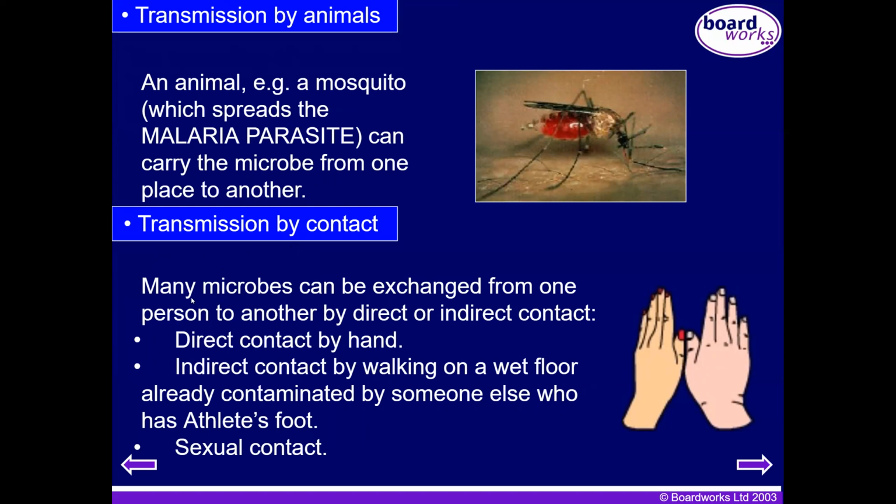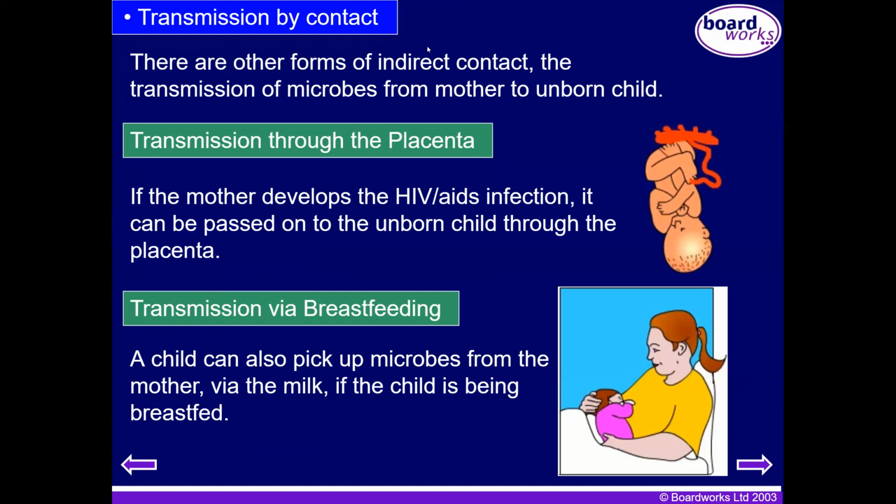Transmission by contact: many microbes can be exchanged from one person to another by direct or indirect contact, so shaking hands, etc., and also sexual contact as well. There are more forms through which microbes can be transmitted. One of them is the placenta. If a mother develops an HIV or AIDS infection, it can be passed on to the unborn child through the placenta. And breastfeeding as well: a child can also pick up microbes from the mother via the milk.